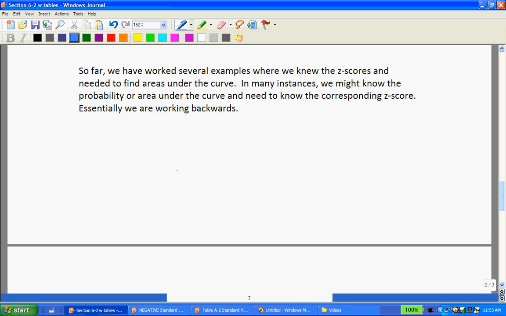Section 6.2 continued. So far, we have worked several examples where we knew the z-scores and we needed to find areas under the curve. In some instances, however, we might know the probability or the area under the curve, but we need to know the corresponding z-score.